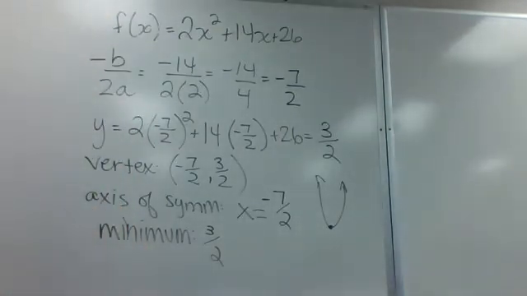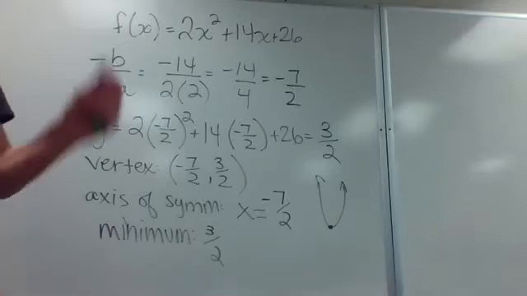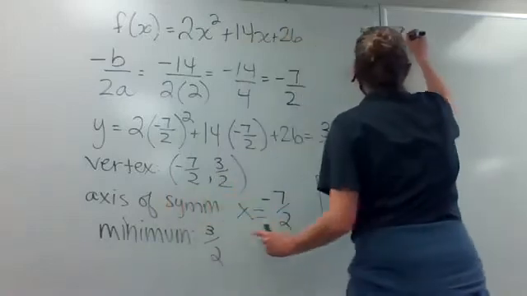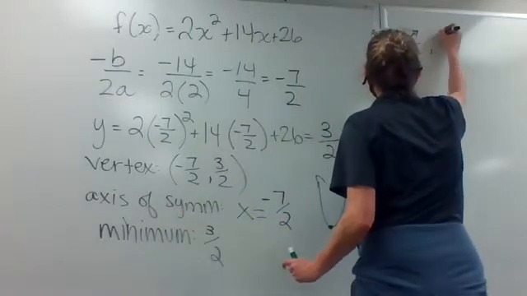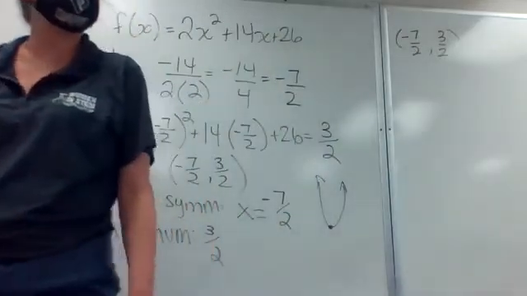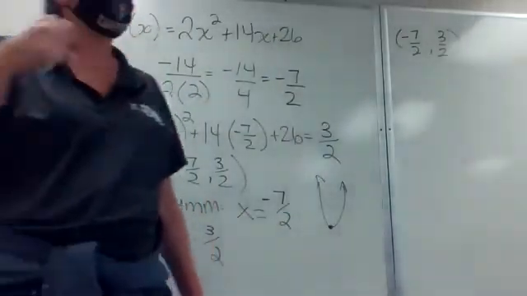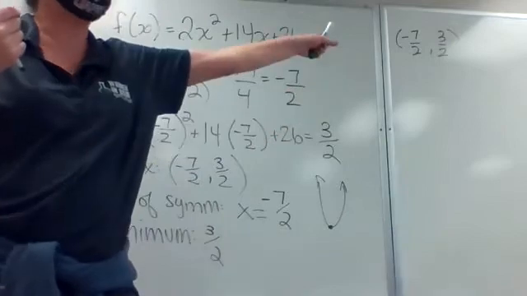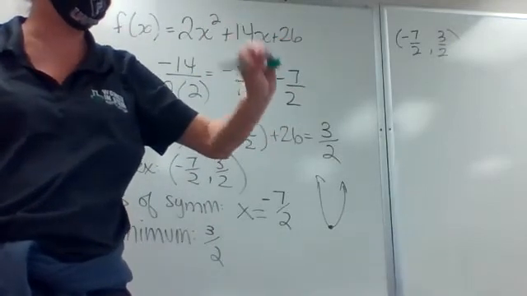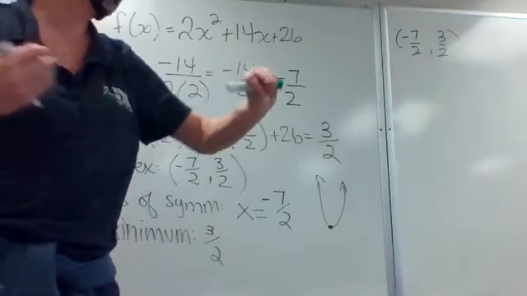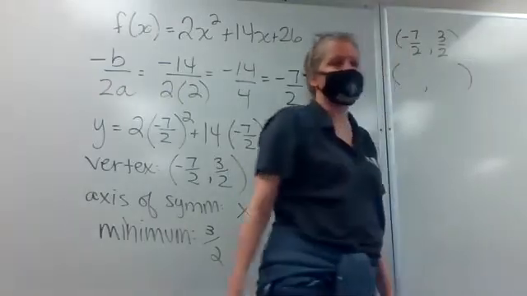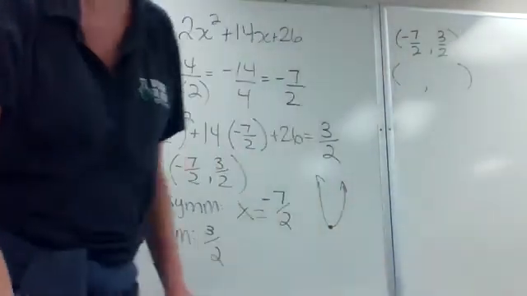Now, it is going to want you to graph this, and it's going to want you to plot the vertex first. So let's see. My vertex is -7/2, 3/2. However, when you're graphing and you're going up and down and left and right, it's not going to be going in fraction form. It's going to be going in decimal form. So I do need to know what each one of these are as a decimal, which means just put them in your calculator and hit enter.